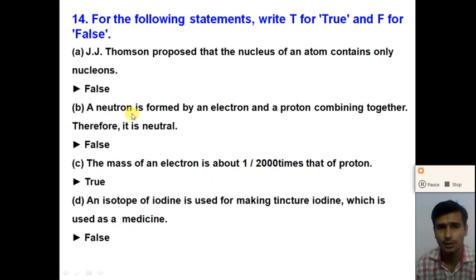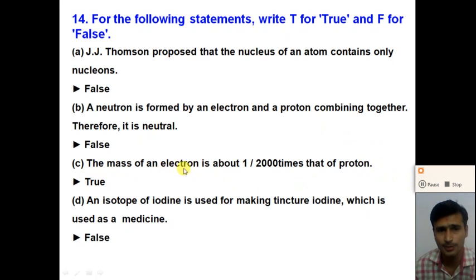B. A neutron is formed by an electron and proton combining together. Therefore, it is neutral. This statement is false. Why? Because in the atom the proton is inside the nucleus and the electron is revolving around the nucleus. So the neutron is neutral. That means it is not formed by the electron and proton.